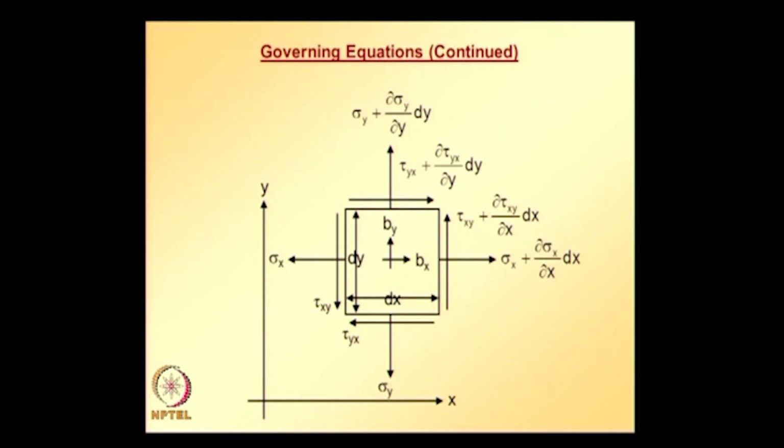And when we apply the condition, moment about any point is equal to 0, that results in what is called complementary property of shear. That is why we have tau x y is same as tau y x. So, when we apply the two equilibrium conditions, sigma Fx is equal to 0, sigma Fy is equal to 0, that leads us to two equations.